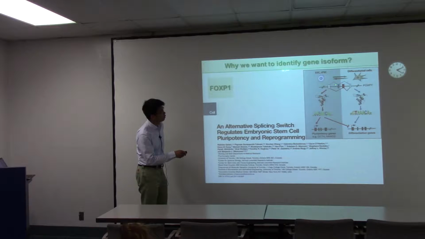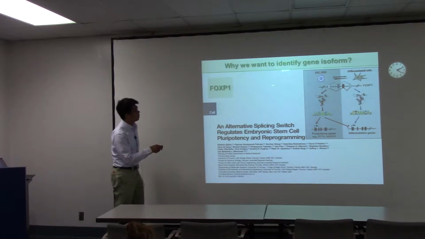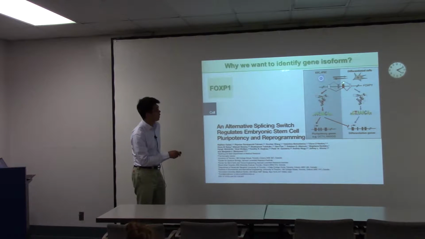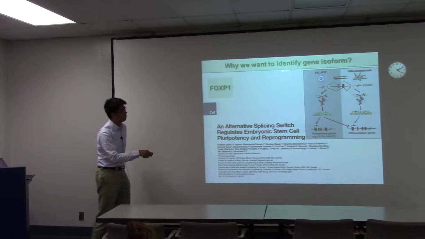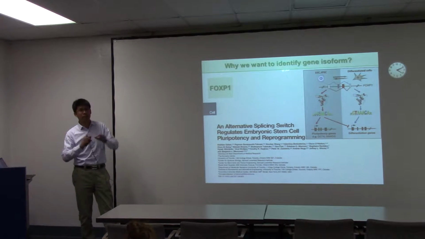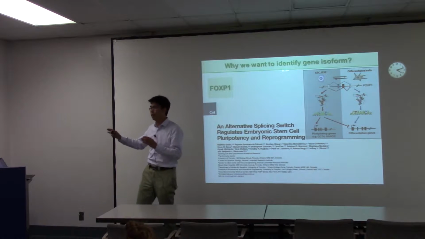The typical isoform uses the blue exon and skips the red exon, and has this specific domain targeting this motif, and this motif is enriched in the differentiation genes, so it regulates the differentiation process. But they found a novel isoform from this gene that skips the original exon here and uses the novel exon, the red one here, and has a novel domain targeting this motif, and this motif is enriched in the pluripotency genes. You can see that a single gene could have completely different functions. While one can maintain the pluripotency, the other one can regulate the differentiation process.